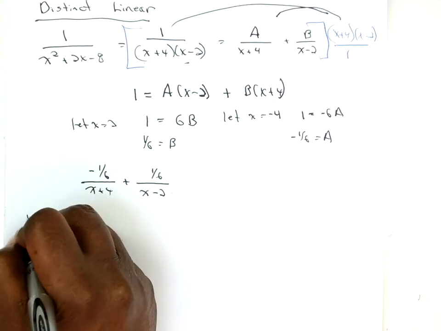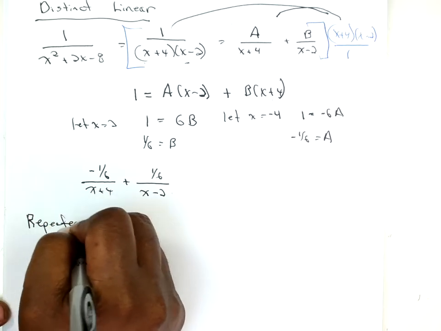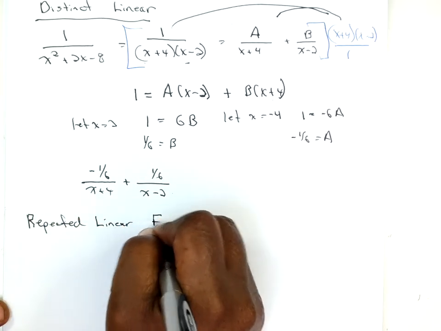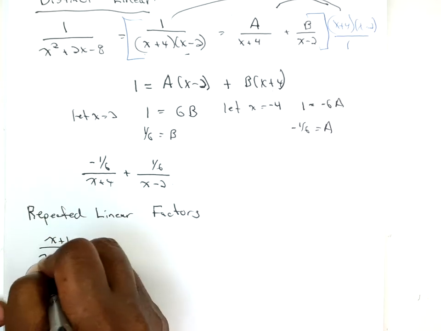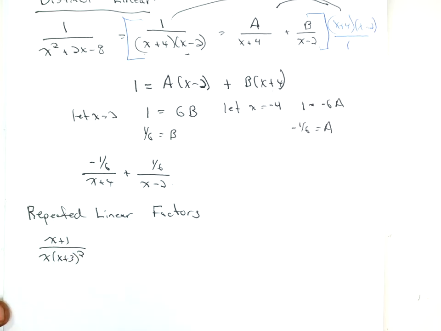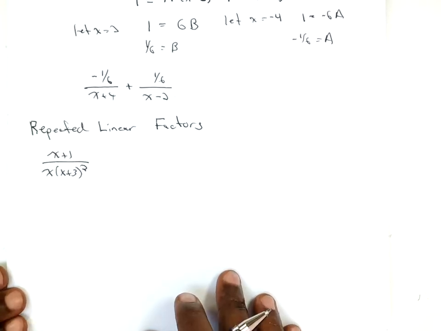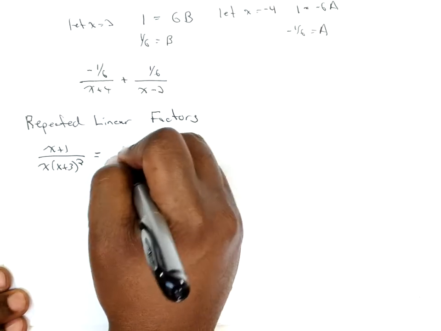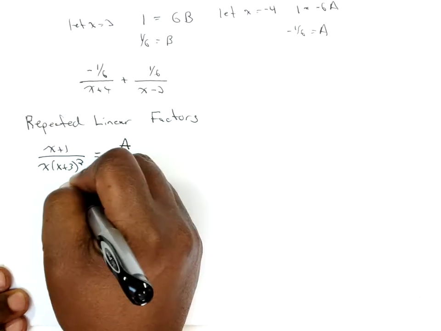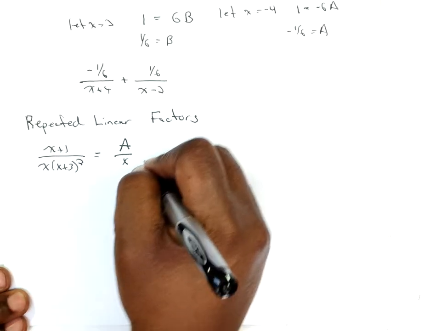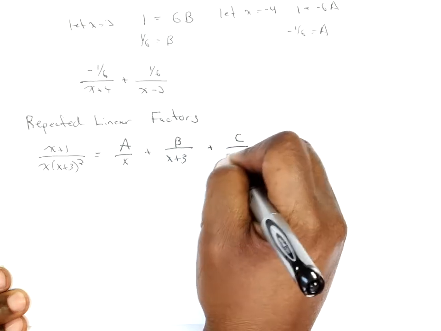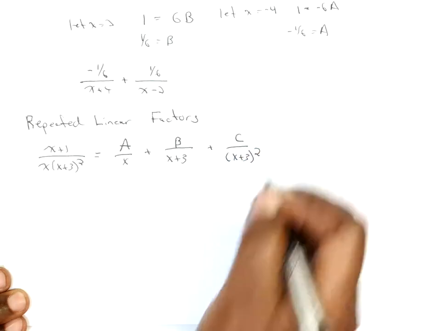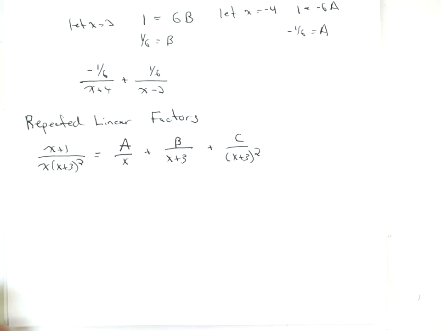We can have repeated linear factors. So here I have x plus 1 over x times x plus 3 squared. So when we break it up, we have 1 x in front. So it's just a over x plus b over x plus 3 plus c over x plus 3 squared. We have to take into account all possible combinations.